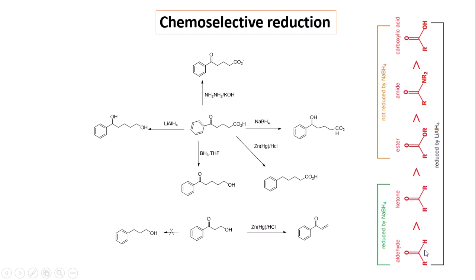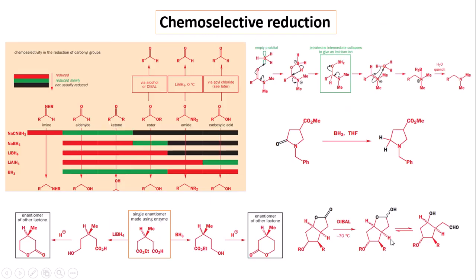The aldehyde group is more reactive and the acid group is less reactive in presence of different reducing agents such as lithium aluminum hydride and sodium borohydride, and this problem is very important for the chemoselective reduction of different functional groups.